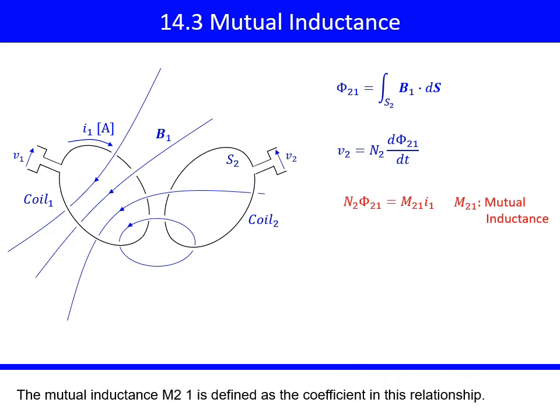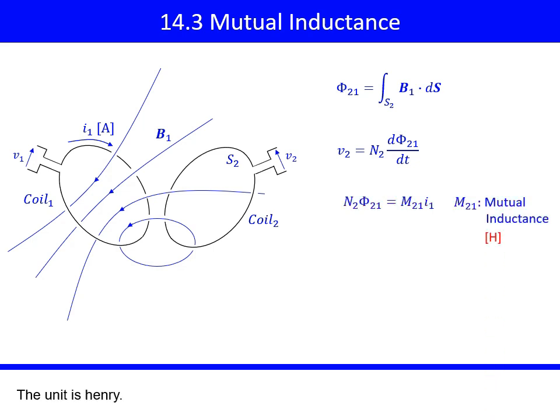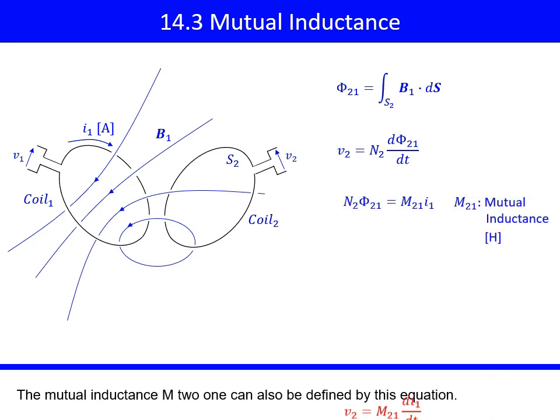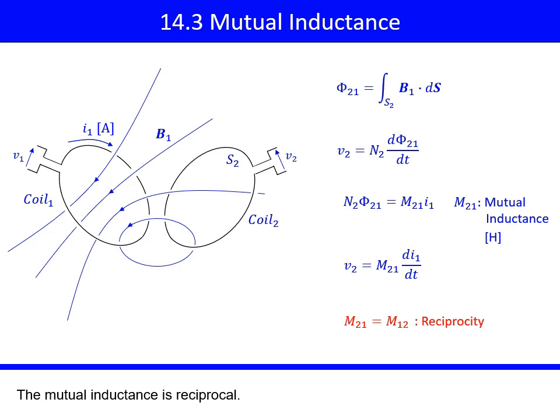The mutual inductance M21 is defined as the coefficient in this relationship. The unit is Henry. The mutual inductance M21 can also be defined by this equation. The mutual inductance is reciprocal.